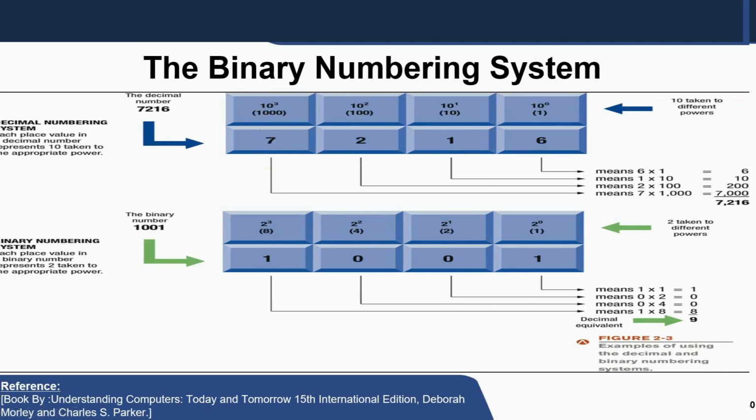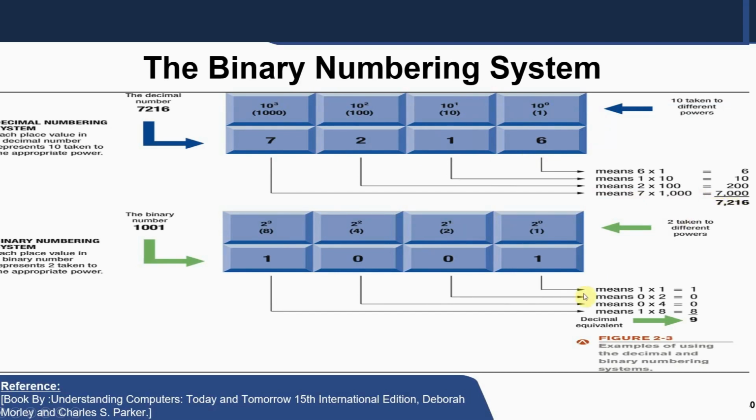Similarly, we multiply 1 with 10 to the power 1. And after all the multiplication, what we can do is sum these numbers up. For example, 7000 plus 200 plus 10 plus 6. It will become 7216.